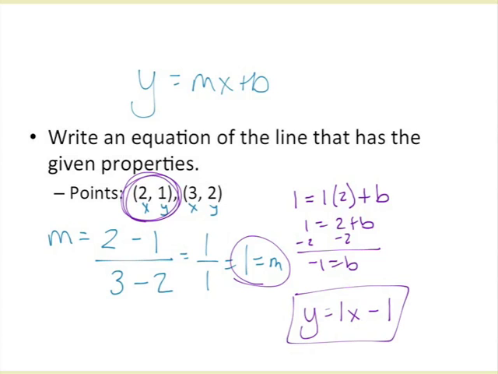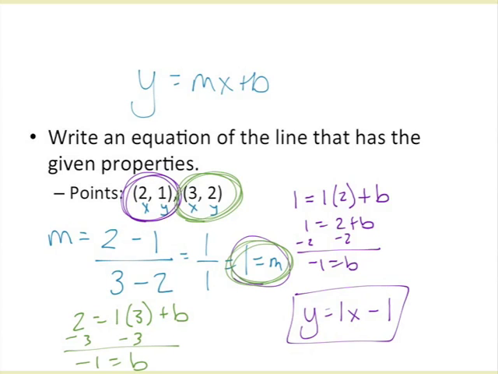If you chose to use the other point instead, and still use that same m, we should get exactly the same thing. 2 equals 1 times 3 plus b. That'd be 3, subtract 3 from both sides, we still get a b value of -1. So it doesn't matter which point you use, just pick one point, whichever one you like the numbers better, and plug them in. But don't pick x from one and y from the other one. You can't mix and match. Pick one point or the other point and plug them in.